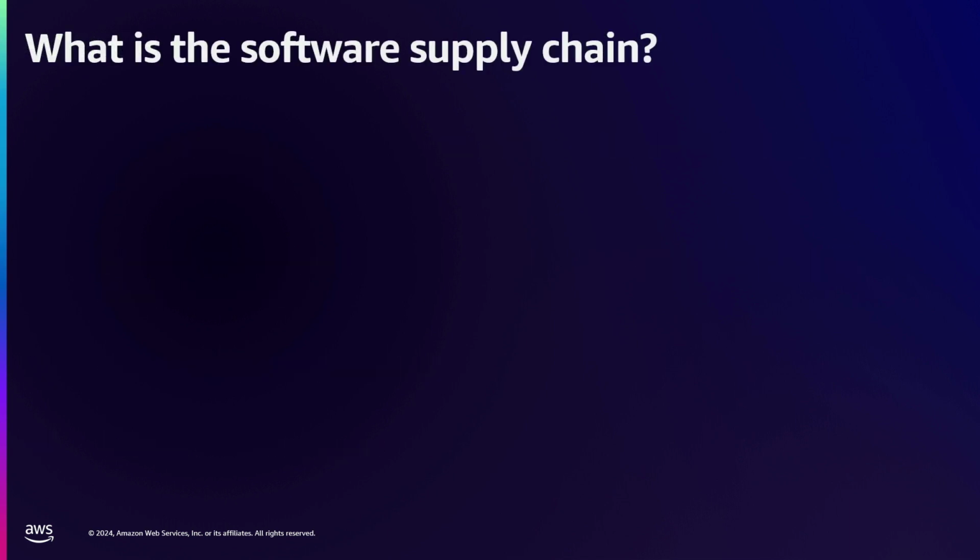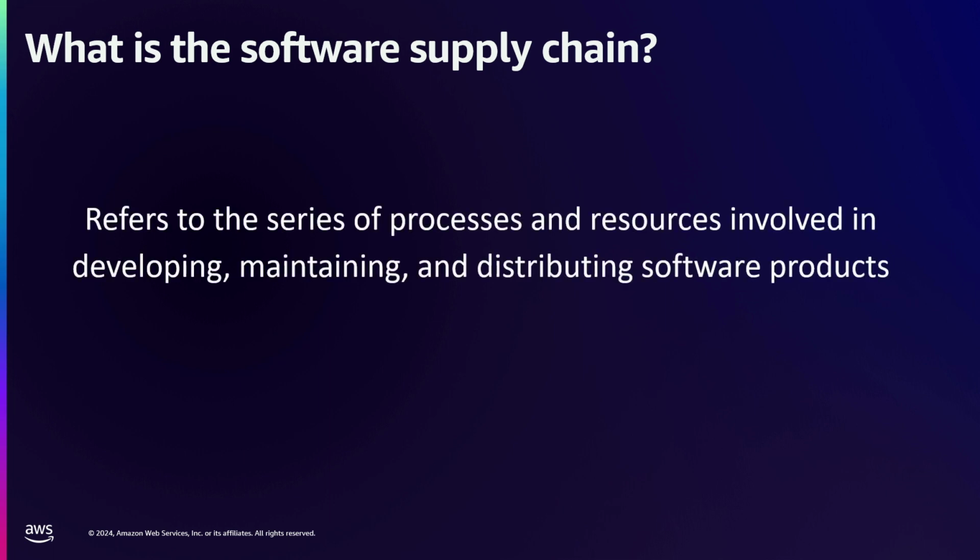So like I said, I want to level set so we're all on the same page. In cybersecurity, the software supply chain refers to the series of processes and resources involved in developing, maintaining, and distributing software products. Basically, you can think of the software supply chain as something that encompasses the code, libraries, tools, and services used to create software, as well as the developers and infrastructure involved. So, why does it matter?